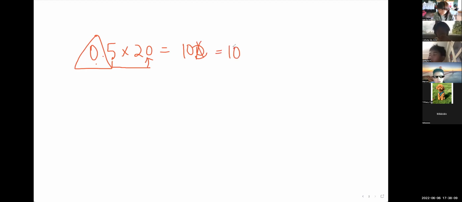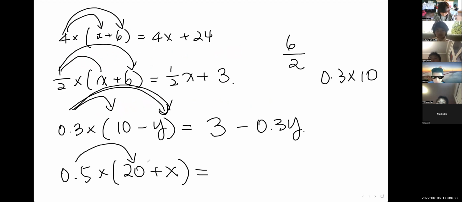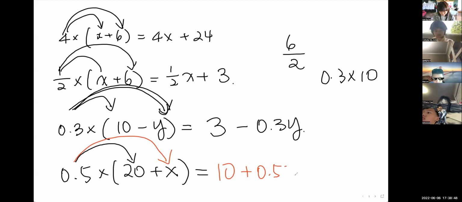Get it, Maris? Okay, so 0.4 times 80, the same thing. So Maris, 4 times 80 equals what? 320, and there's a decimal, so we take away a 0, so it equals 32. Understand? Okay, so now back to this question. 0.5 times 20 equals what? 10. So 0.5 times x equals what? 0.5x. Get it? Okay, very good.